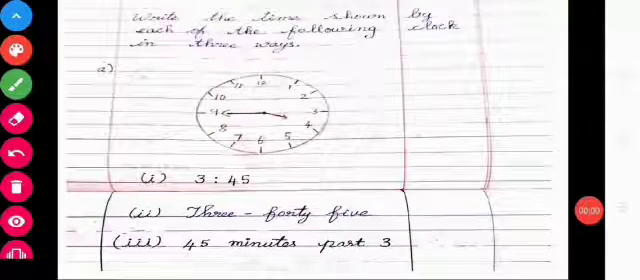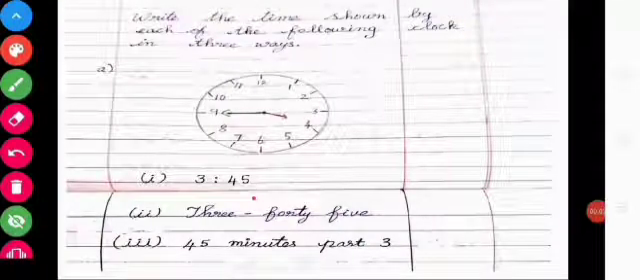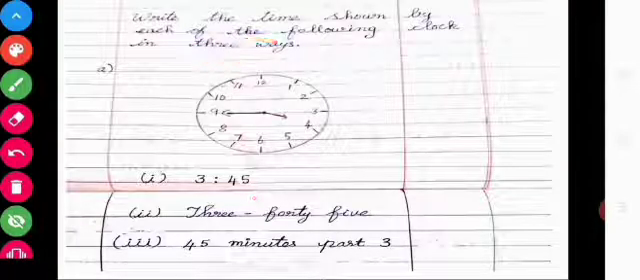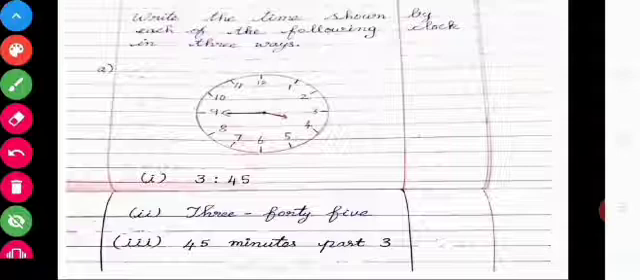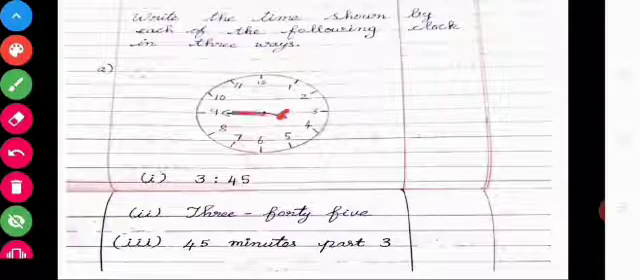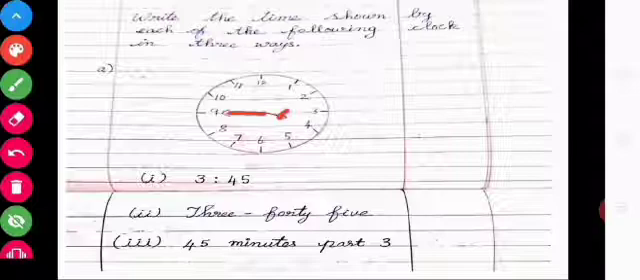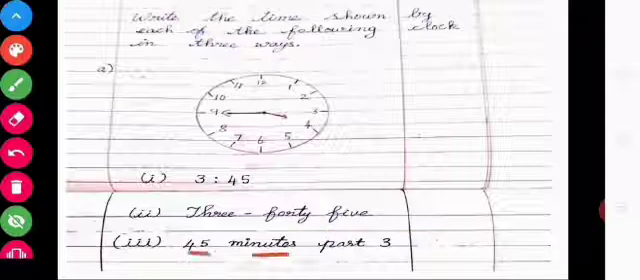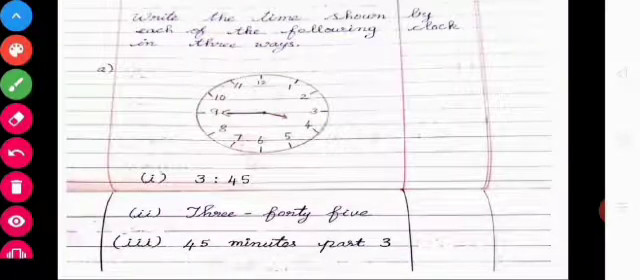See the first one. Write the time shown by each of the following clocks in 3 ways. What is the time? The short hand is between 3 and 4 and the long hand is at 9. So what is the time? 3 o'clock 45 minutes. Another way we can write it is 3:45, and the third way is 45 minutes past 3.